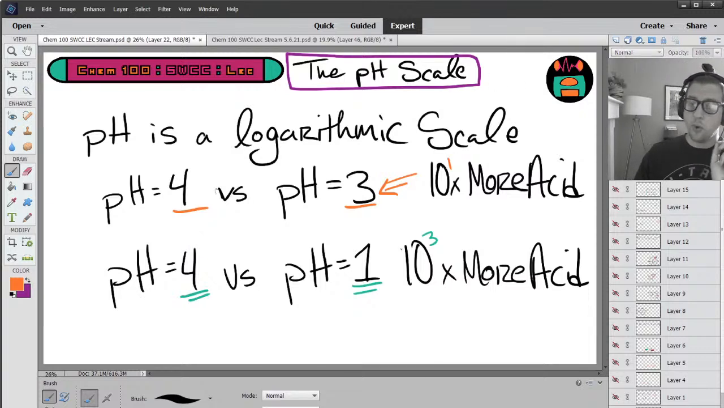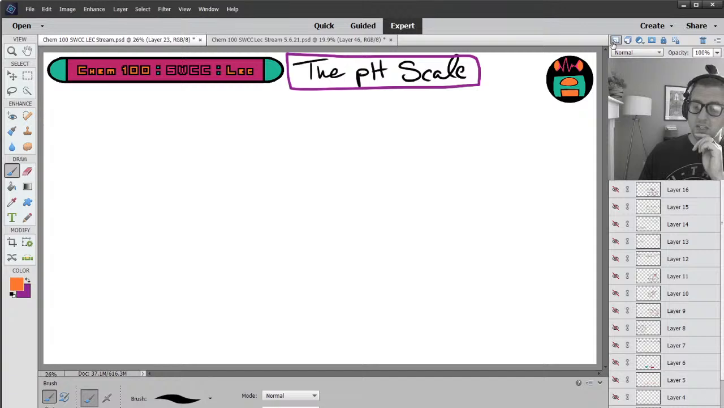All right. There's an important number on the pH scale, and it comes from our understanding of a neutral solution.